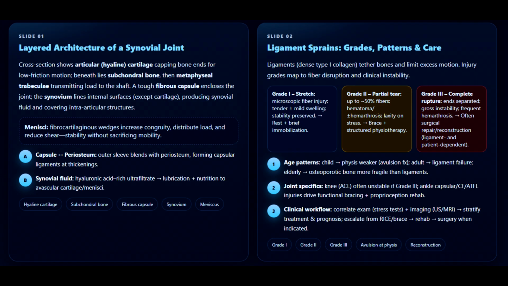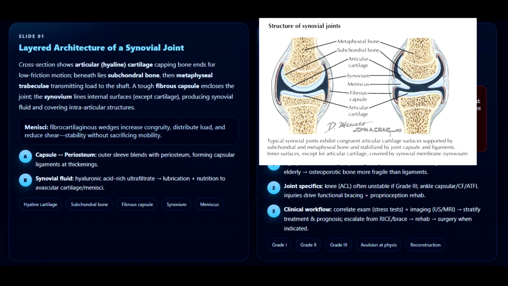Now let us build further upon our understanding of synovial joints by examining this next illustration, which presents the deeper structural layers of a typical joint and then transitions into the clinical concept of ligament sprains. At the top, you see a clean cross-section through a synovial joint. Focus first on the layered arrangement.